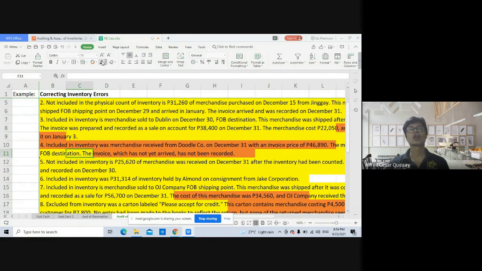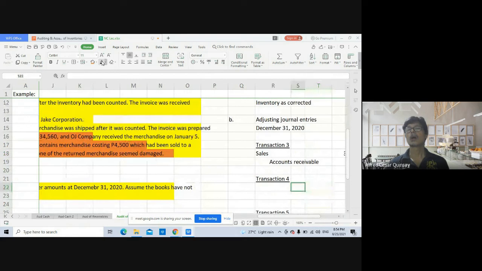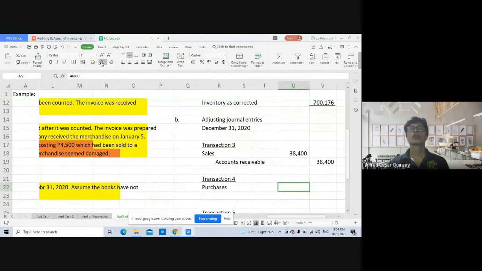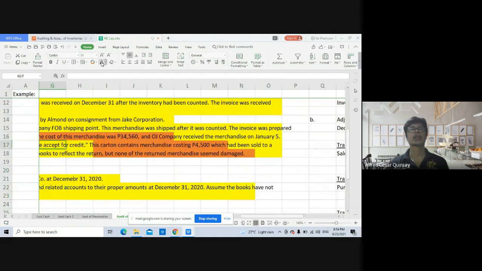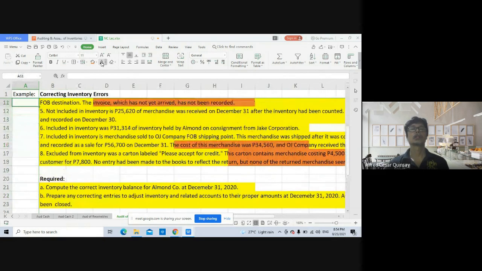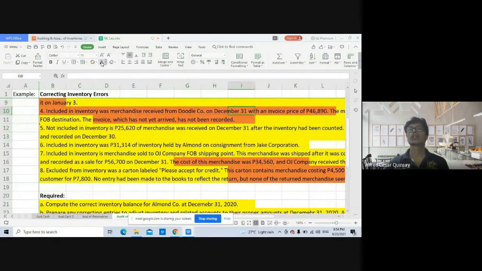But we have not recorded the invoice because it has not yet arrived. So therefore, we have to account for the purchase. Okay, so debit purchases for 46,890 and credit accounts payable. So we need to also recognize a payable for that same amount, 46,890. And there, as you can see, 46,890, that's the invoice price. Now that was not yet received as of December 31.